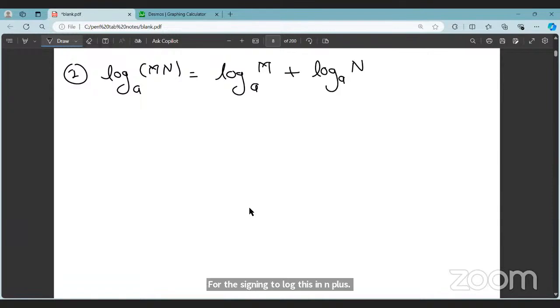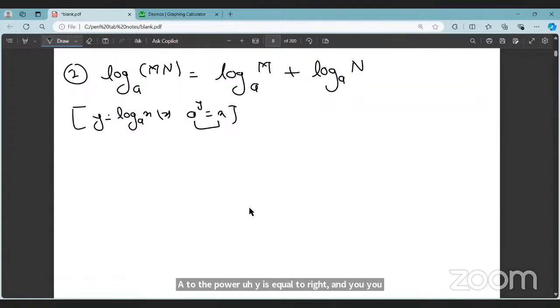Now, if you want to prove this property of log, you have to keep in mind that y is equal to log base a of x if and only if a to the power y is equal to x, right? And you are familiar with the arithmetic over the powers, right? You know that a to the power r plus s is equal to a to the power r into a to the power s. So we'll use all those things to prove this property, right?